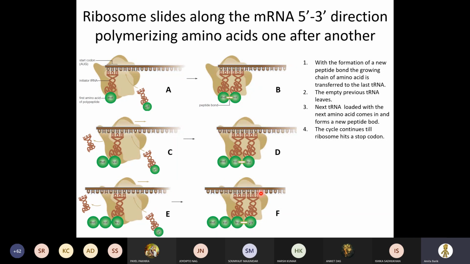Amino acids are getting linked together with the peptide bond, and the tRNAs, after the amino acids are linked, are leaving that place. And so on, one by one, tRNAs are bringing amino acids which are linked together with the help of peptide bonds to form a polypeptide chain. And this is how protein synthesis takes place. And at the end, whenever we get a stop codon, this process stops and the ribosome also dissociates. The ribosomal subunits that had set on the mRNA will be removed. And at the end, we get a polypeptide chain or a protein chain.